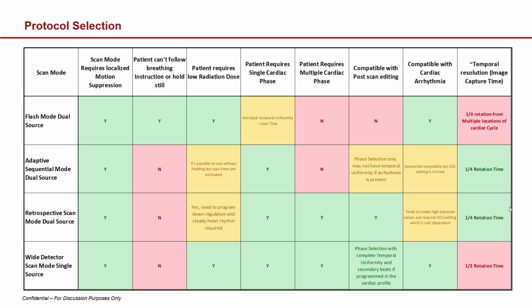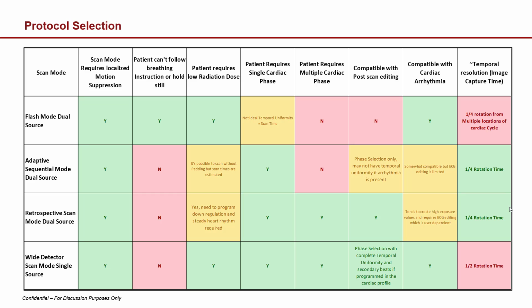Now, depending on what you're looking for, some of these modes are better than others. So if you're trying to evaluate a patient that can't hold still or follow breathing instructions, then flash mode's really the best way to go. Trying to apply any of the other modes simply doesn't give you good images. So we love the flash mode for this application. And if your patient requires low radiation dose, I think the flash mode's a really good way to do it. So is the wide detector mode.